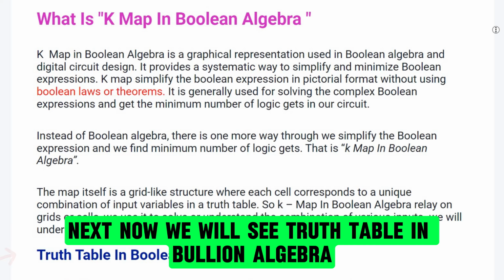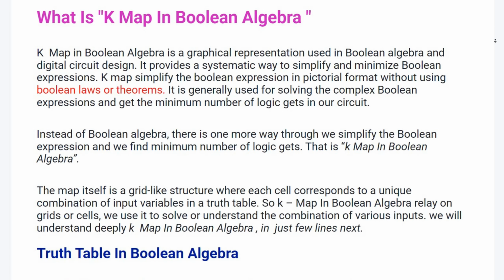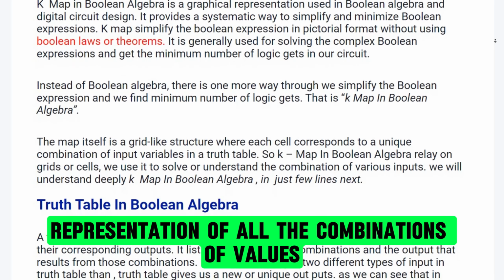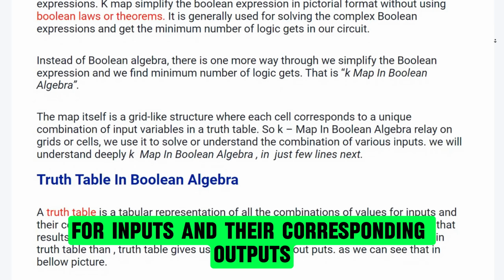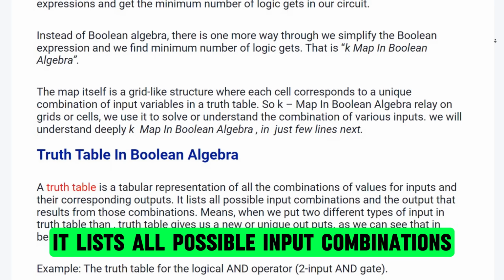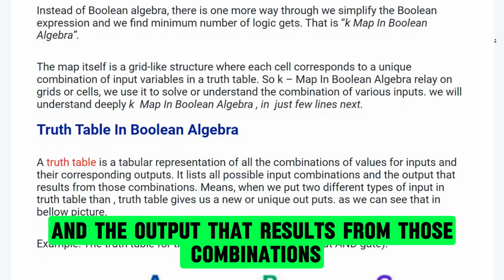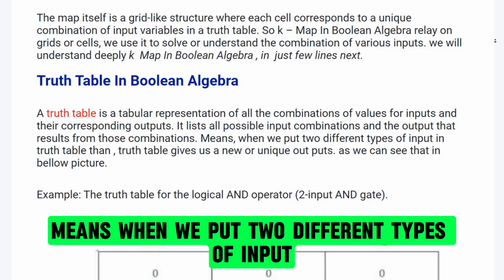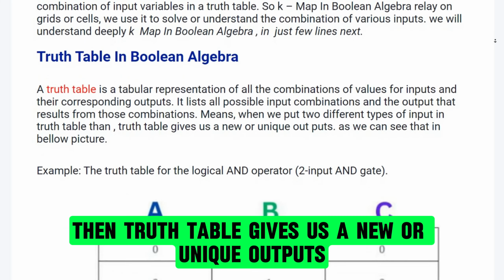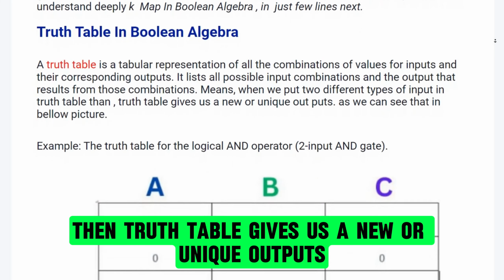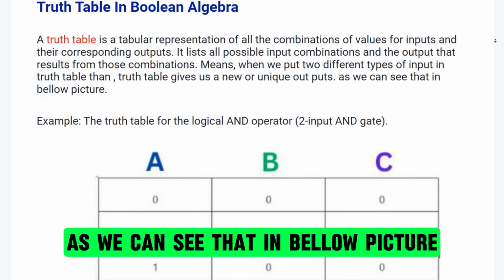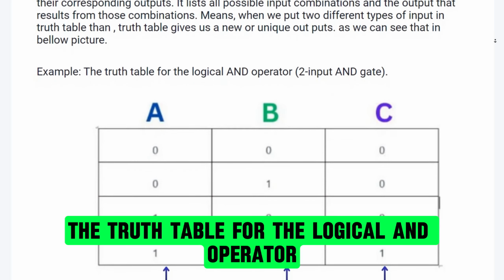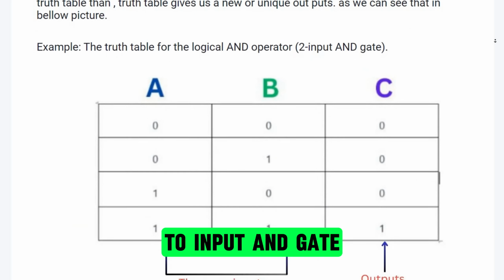Now we will see the truth table in Boolean algebra. A truth table is a tabular representation of all the combinations of values for inputs and their corresponding outputs. It lists all possible input combinations and the output that results from those combinations. Means, when we put different types of input in a truth table, then the truth table gives us new or unique outputs, as we can see in the picture below. Example of truth table: the truth table for the logical AND operator, a 2-input AND gate.